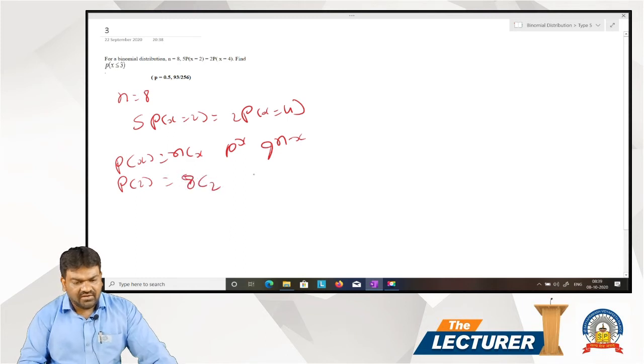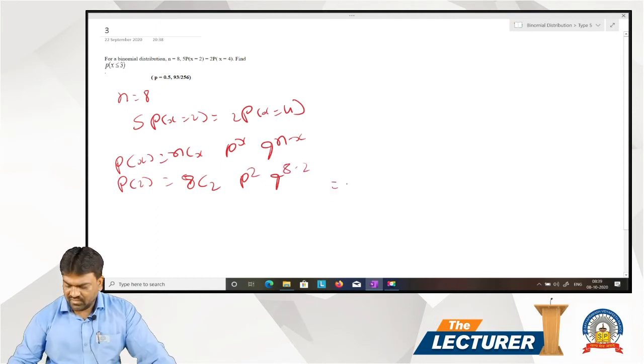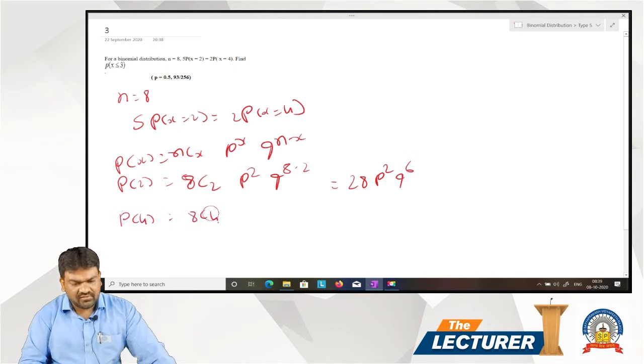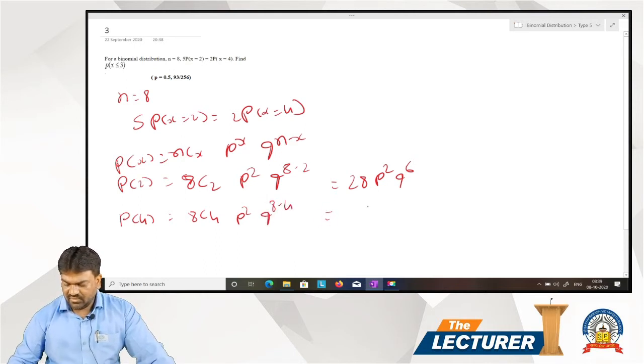n is equal to 8, 8C2, p raised to 2, q raised to 8 minus 2, 8C2, 8 multiplied by 7 divided by 2, 28. 28 p square, q raised to 6. P of 4, 8C4, p raised to 4, q raised to 8 minus 4, 8 multiplied by 7 multiplied by 6 multiplied by 5 by 4 by 3 by 2, 70. p raised to 4, q raised to 4, 8 minus 4 is equal to 4.